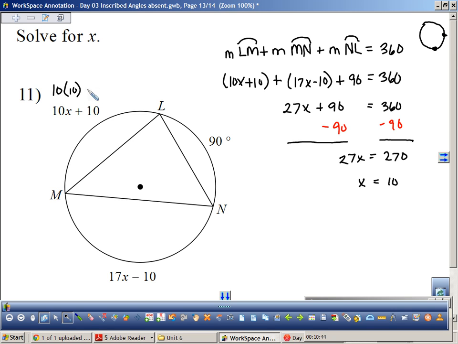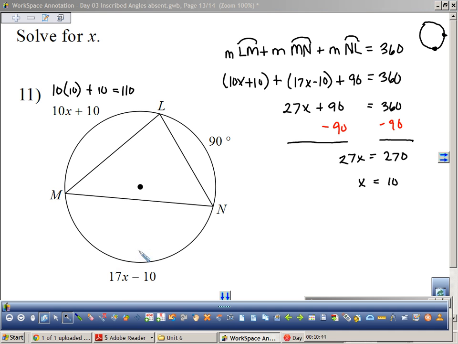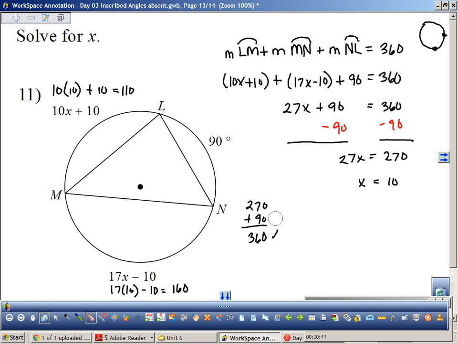And if I substitute that back in, for all of these, let's see what happens. 10 times 10 plus 10. Well, 10 times 10 is 100, plus 10 is 110. I should have written it here. 110. And down here, 17 times 10 minus 10. 17 times 10 is 170, minus 10 is 160. So 160 plus 110 is 270. 270 plus 90 is 360. So we know we're correct. Should make that a better check mark.